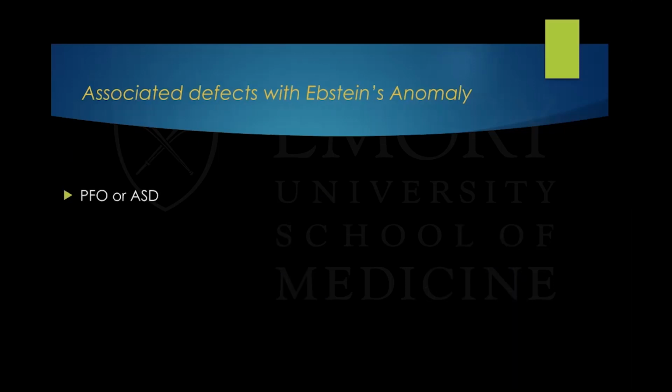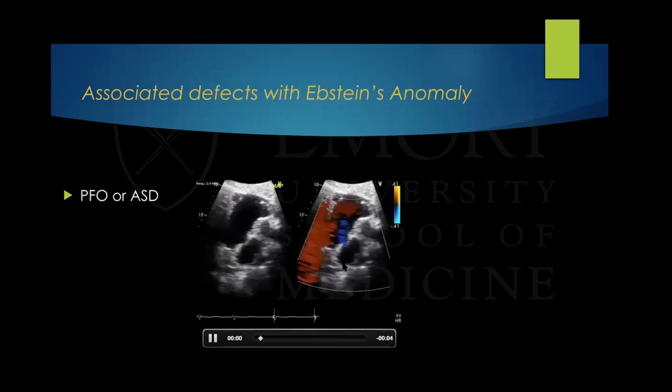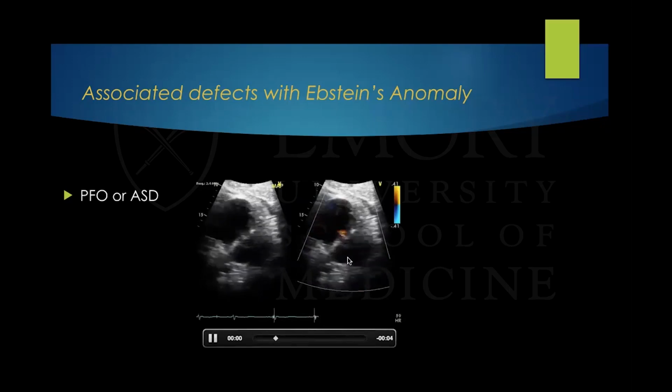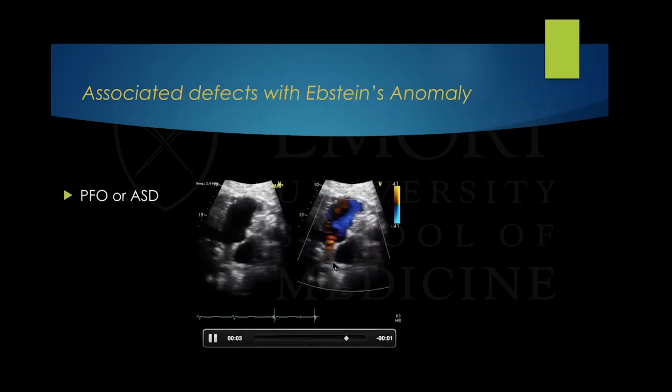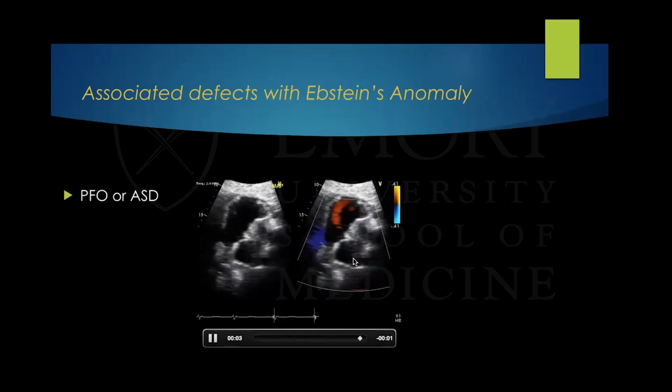But there are also PFOs and ASDs, and in this case, in the subcostal view, you can see that there is a PFO with bidirectional flow. There is red left to right, and this blue is right to left. This is the superior vena cava. This is the right atrium. This is the left atrium.